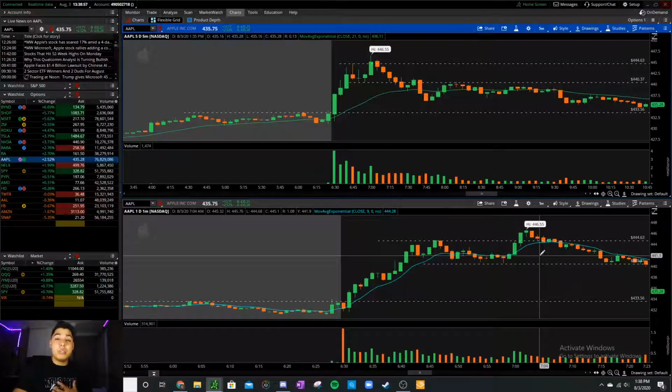So for me personally, on the 1-minute chart, I like the 9 EMA, and on the 5-minute, 15-minute charts, and longer time frames, I like the 21 EMA. This overall kind of gets me prepared.